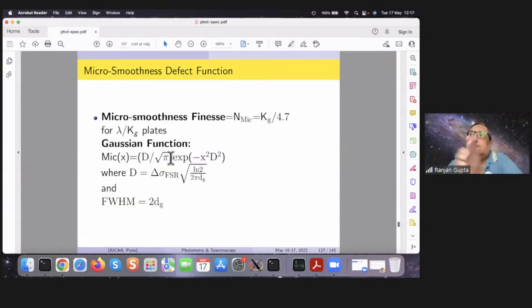Then, of course, I told you polishing defects. Anything which is random typically can be assigned to a Gaussian effect. So this is a microsurface defect, and this is, of course, a Gaussian function.